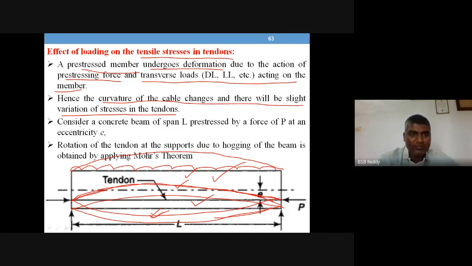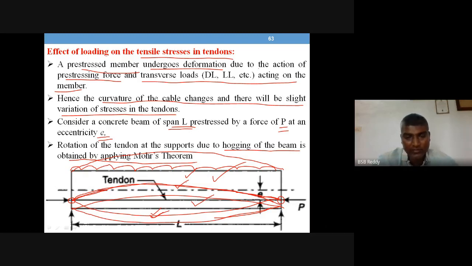Right. Considering a concrete beam of span L, the beam which is shown here, pre-stressed by a force of P at an eccentricity of e. The rotation of the tendon at the supports, the tendon is rotating at the supports like this, due to hogging of the beam, can be obtained by applying Mohr's theorem.